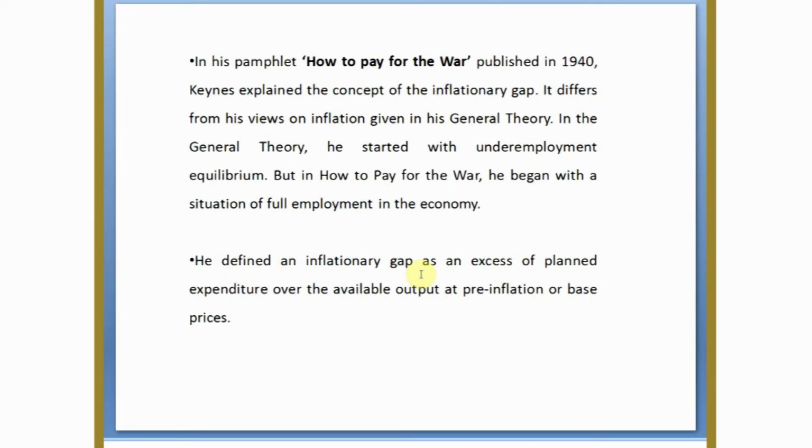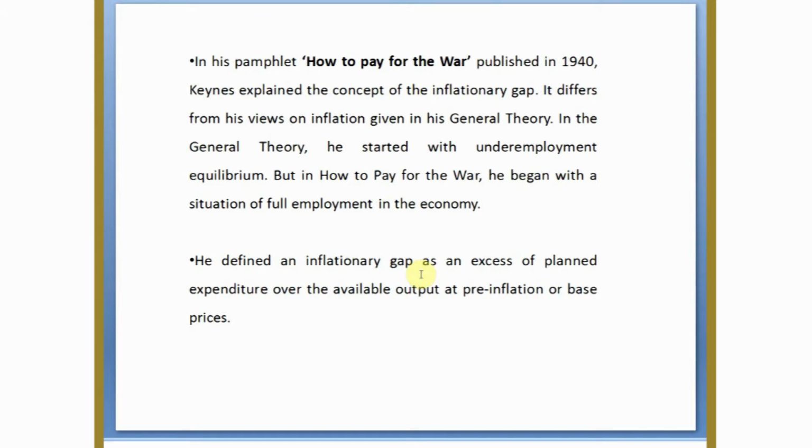He published a pamphlet, that is, How to Pay for the War. If you look at the first slide, you will come across it. In his pamphlet How to Pay for the War, published in 1940, Keynes explained the concept of the inflationary gap. It differs from his view on inflation given in his General Theory. General Theory means his book published in the year 1936, The General Theory of Employment, Interest and Money.